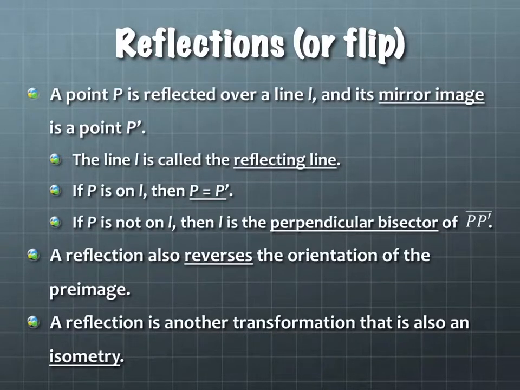If our point is actually on the line, then it's its own reflection. P is equal to P prime. If it's not on the line, then the line will be a perpendicular bisector of the segment P P prime. The reflection also reverses the orientation of the pre-image. And a reflection is an isometry.